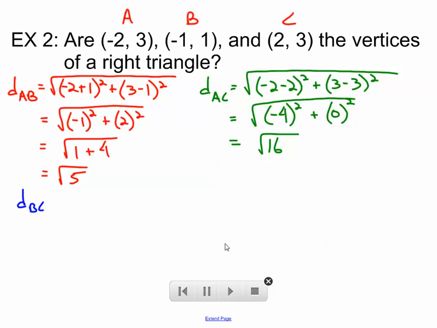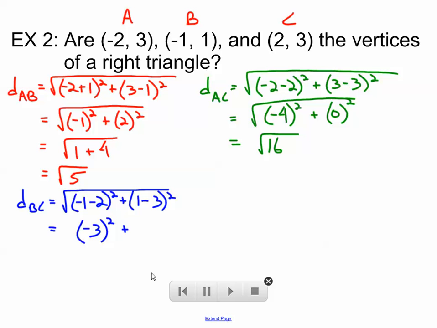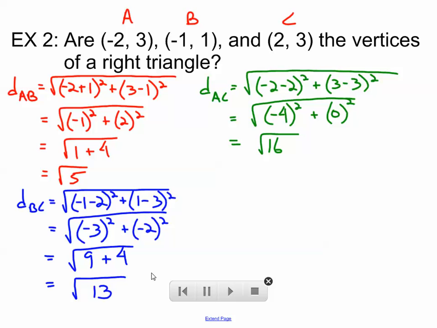All right, now lastly, let's find the distance between points B and C. -1 minus 2, that's the difference in our x values, and 1 minus 3, that's the difference in our y values. Follow order of operations here. 9 plus 4, take the square root of that. That'd be square root of 13. Again, I'm just going to leave that as the square root of 13.